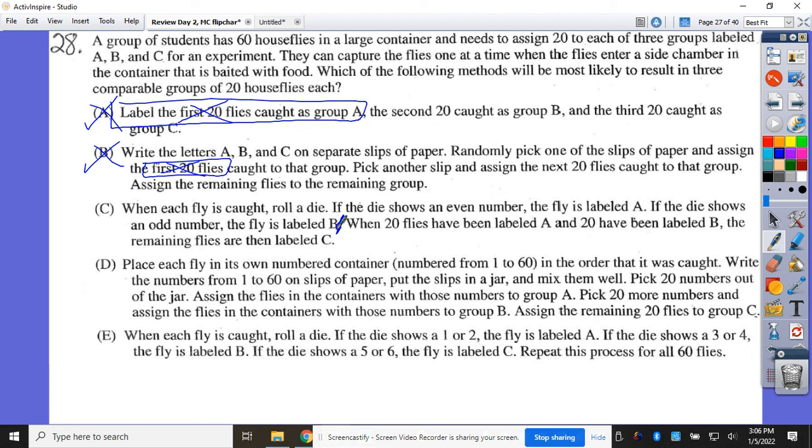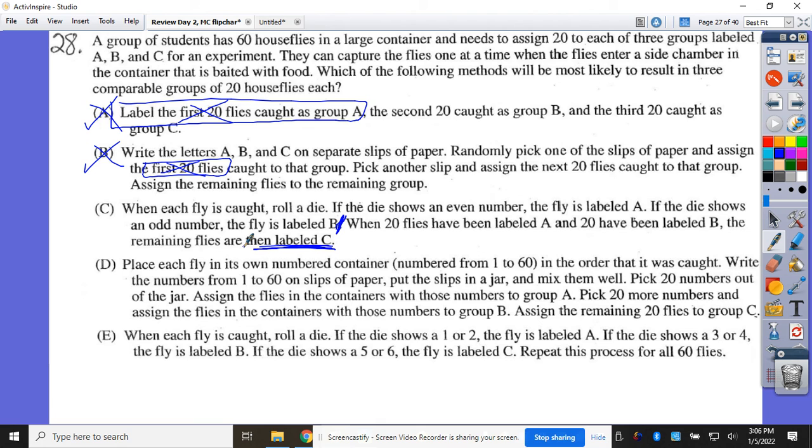So then it continues, when 20 flies have been labeled A and 20 have been labeled B, then the remaining get labeled C. Is that better or worse than B? Better. Is this one good? No. Why? Because it has a problem with C. All the flies from C could be the slowest flies. So even though A and B are doing better, C is still going to be similar in some way. So it's better than B, but still not good.